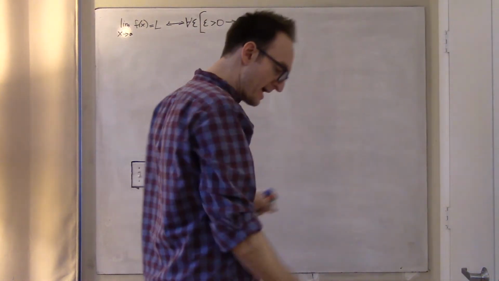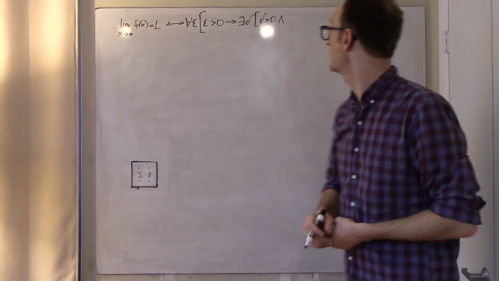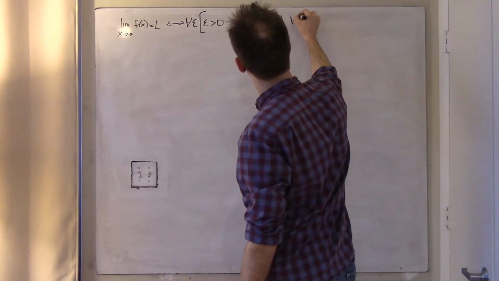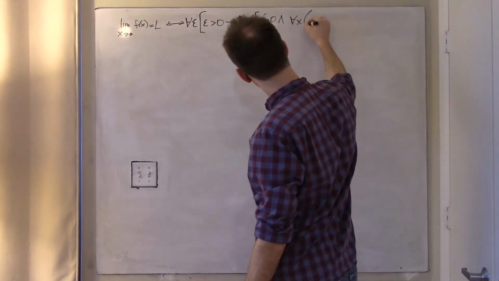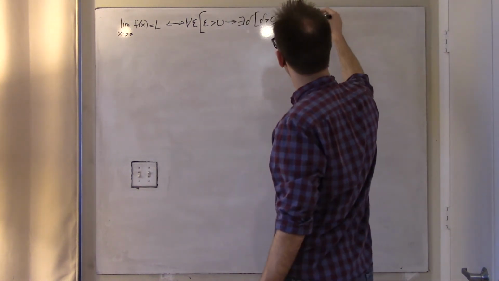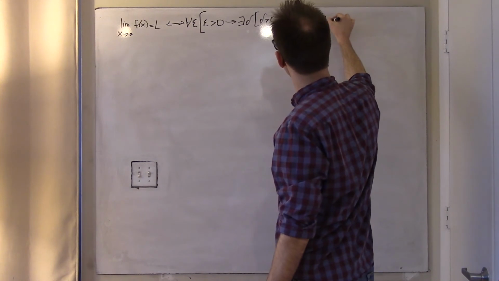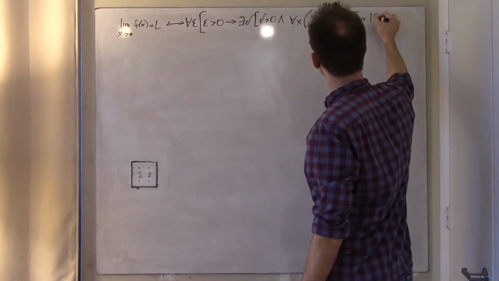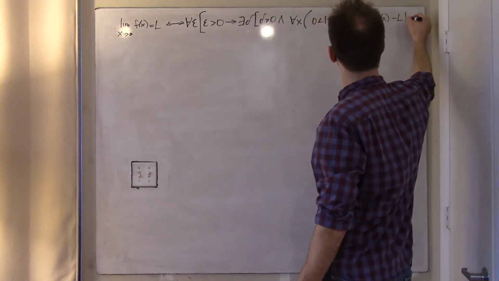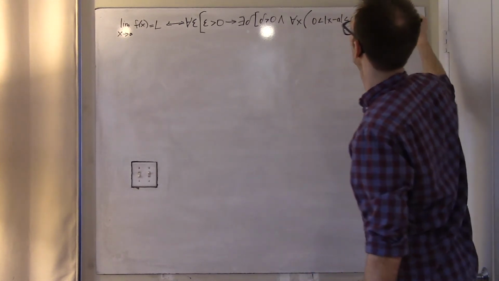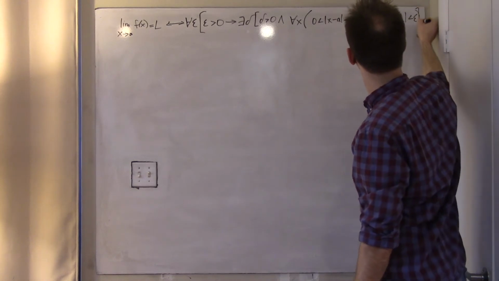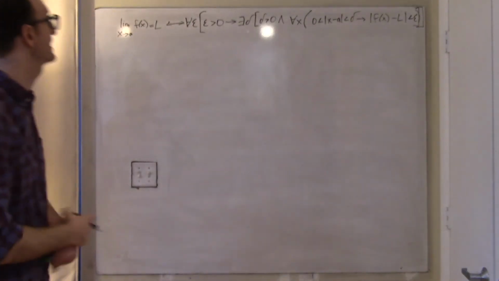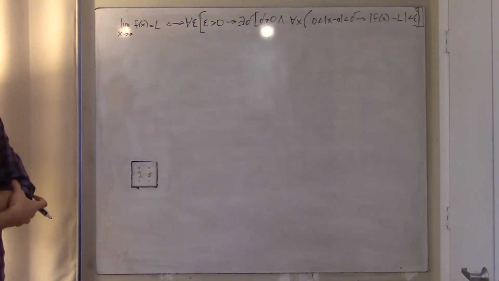And what is supposedly true about that delta? That for all x, if the distance between x and a is less than delta, then the distance between f of x and L is less than epsilon. Okay, that is hopefully pretty clear.